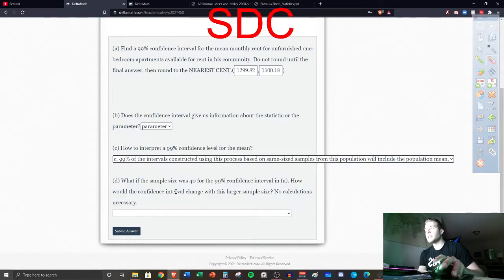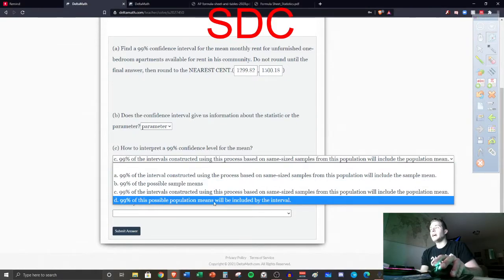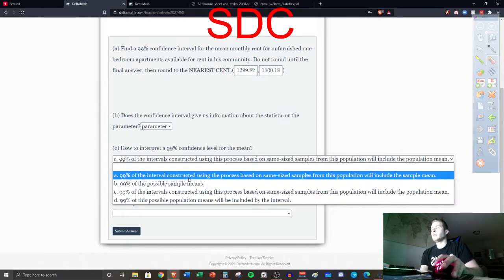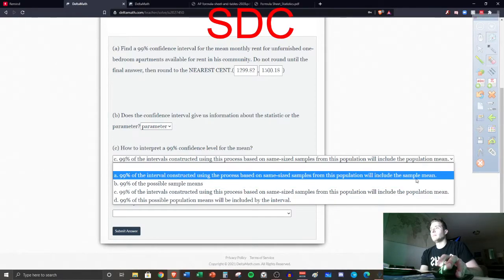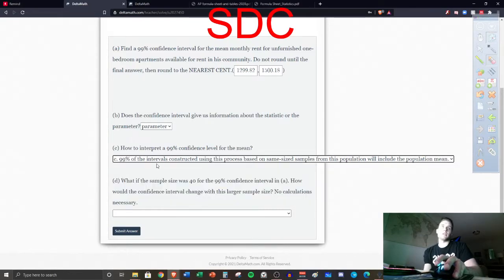And the best choice is C. And this is, from your notes, the definition of confidence level and how we interpret it. We wrote it down. 99% of the intervals constructed using this process that we used up here to create this one, based on same size samples from this population, will include the population mean. It says 99% of the possible population means will be included. No. There's only one population mean, okay? We're not interested in samples. We're not interested in including the sample mean. It has to include the sample mean because that's what we're using to construct it. It is C. That's the best choice, okay?